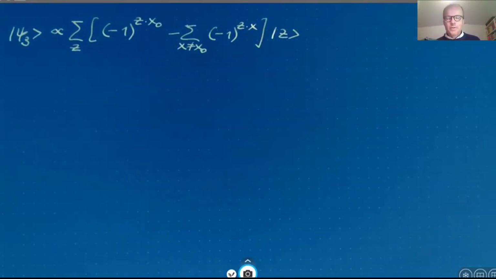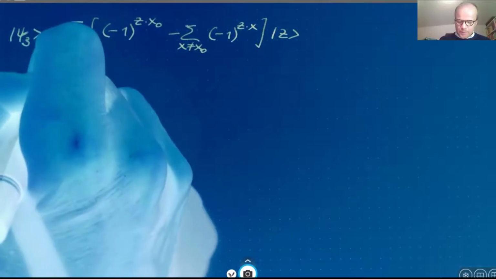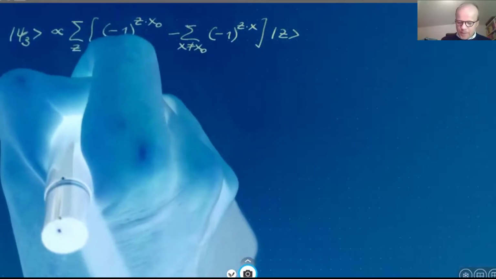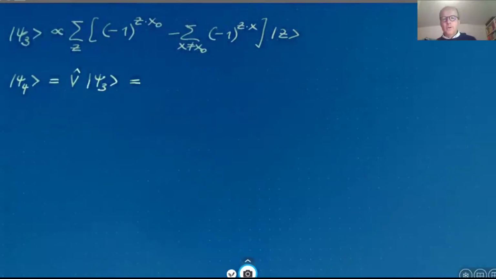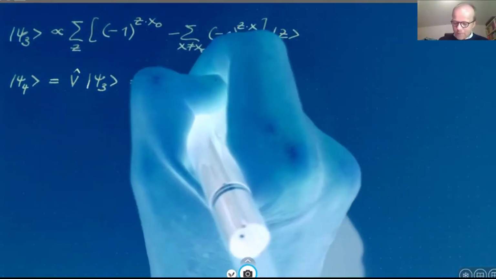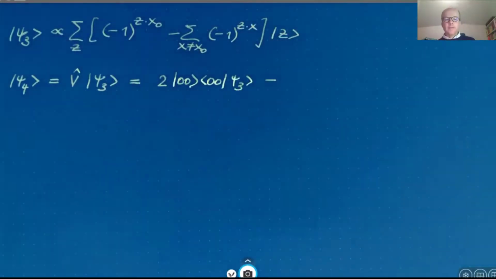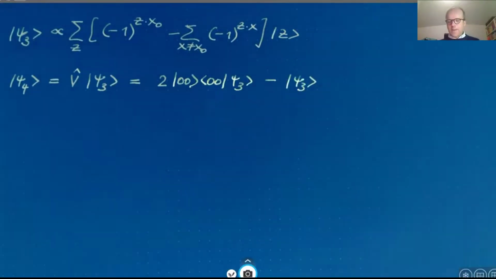Then comes this peculiar 2-qubit gate V, giving rise to psi 4. So that is V applied to psi 3. And remember what kind of unitary transformation that effected. That was 2 times the projector onto basis state 0, 0 minus the identity. So this leaves psi 3 unchanged.